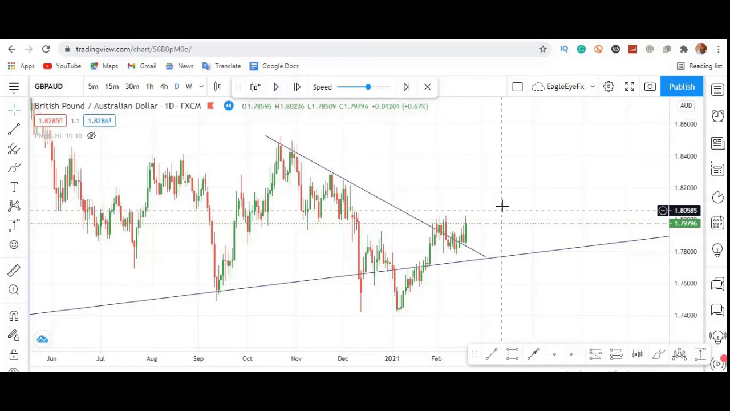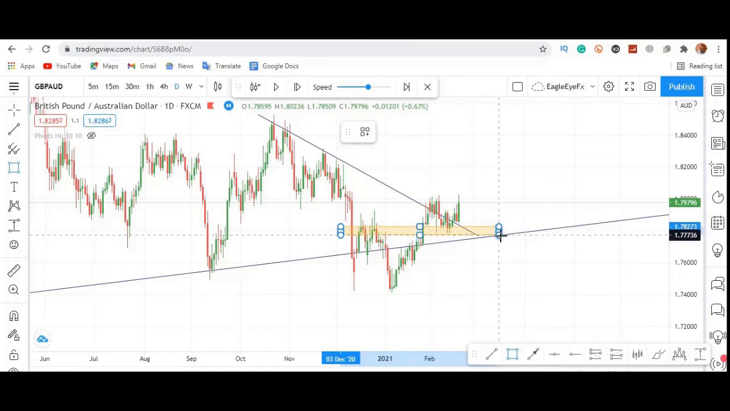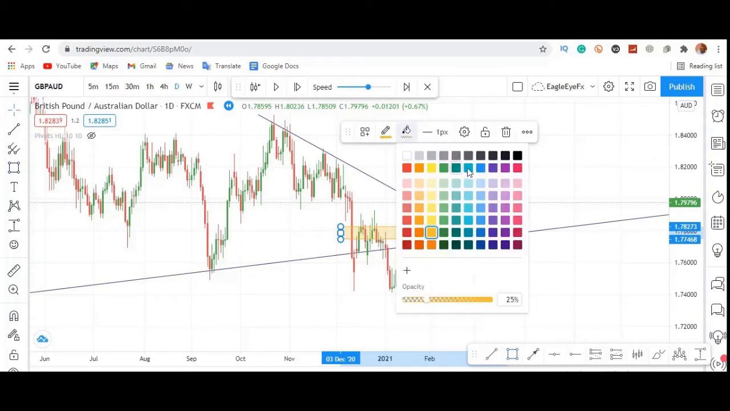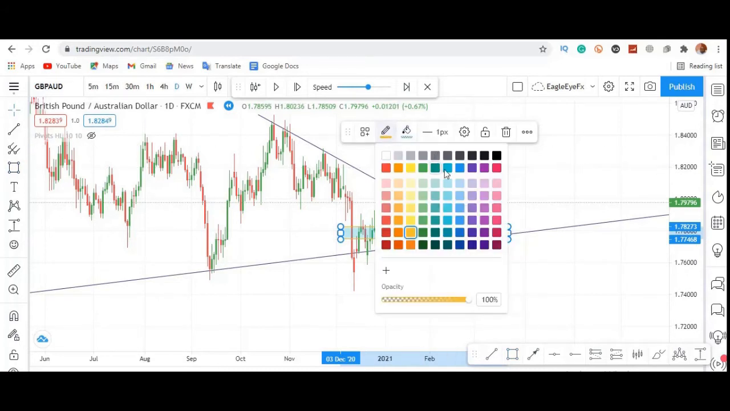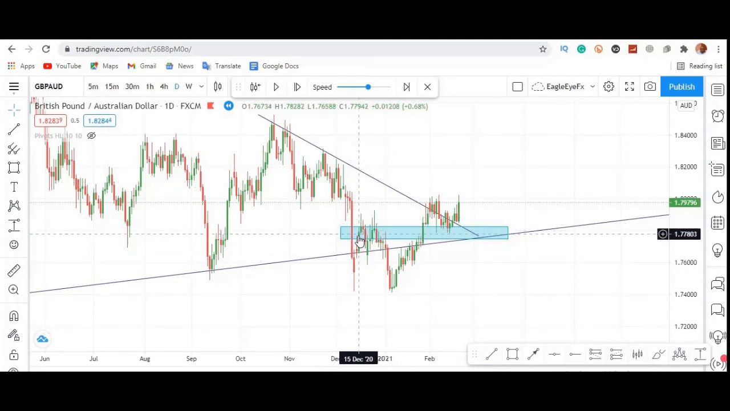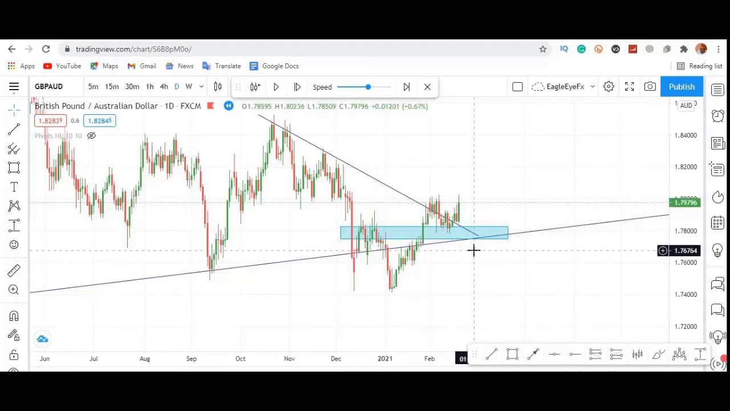Awesome. All right, so we can draw some zone here. Now let's change the color. You can use any color you want. I like blue. You can see that this part acted as a resistance, then it has been broken, and now it's acting as a support.